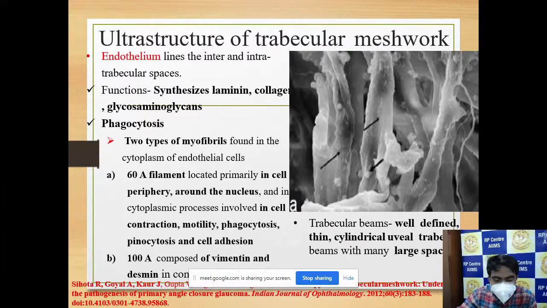In the endothelium, the cytoplasm of the endothelial cells has two types of myofibrils. One is the 60 Angstrom filament, located in the cell periphery and around the nucleus, which is involved in cell contraction, motility, phagocytosis, pinocytosis, and cell adhesion functions. The second myofibril is 100 Angstrom, composed of vimentin and desmin. It has similar functions, but not as the primary myofibril, so it also helps in contraction and motility.